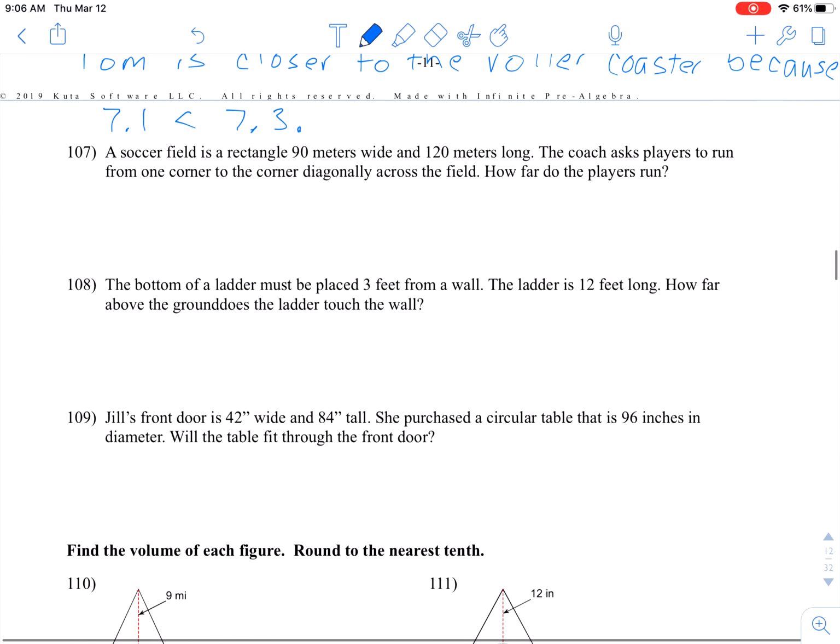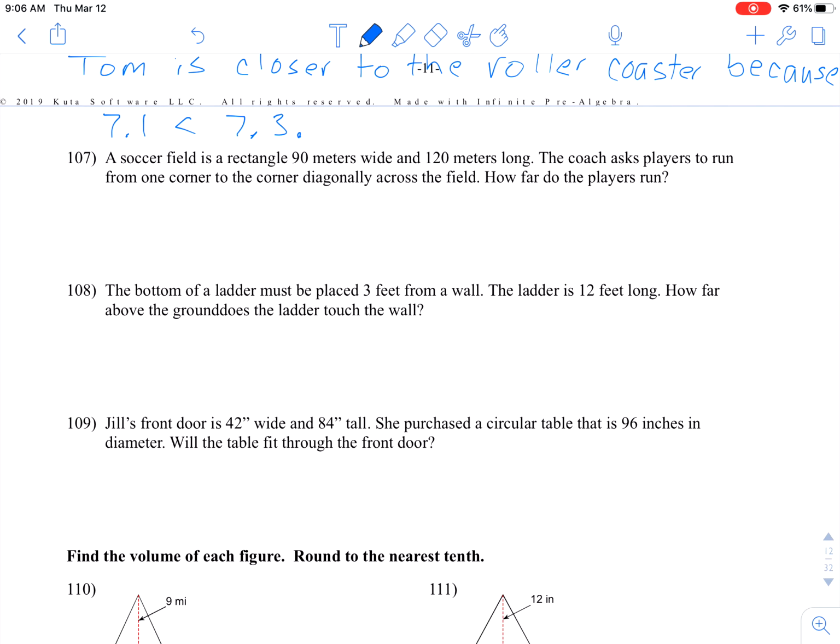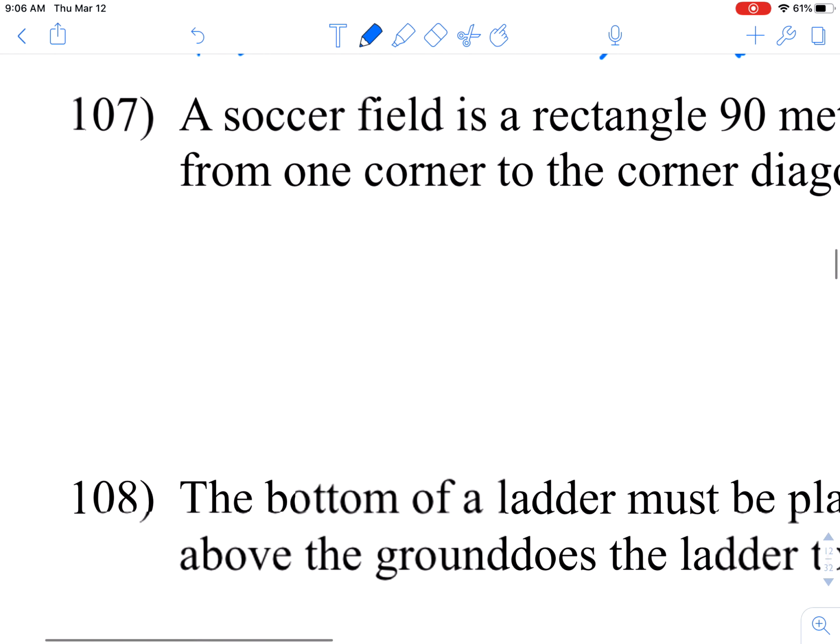Moving on to problem 107. It says a soccer field is a rectangle 90 meters wide and 120 meters long. The coach asks players to run from one corner to the other corner diagonally across the field. How far do the players run? I like to draw pictures when I do these types of problems. So we're talking about a soccer field, which is a rectangle.